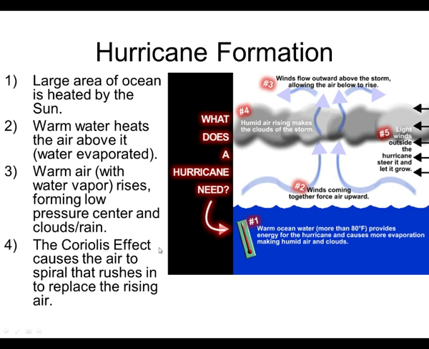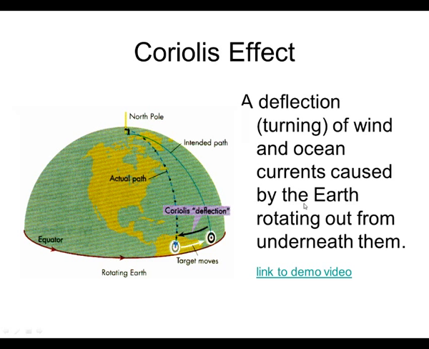So basically, the sun heats the water, heats the air above it and evaporates water into it, hot air rises, the air that rushes in to replace that rising air spirals because of the Coriolis effect, and it intensifies to form a tropical cyclone, a hurricane. So this spiraling idea, why does it spiral when it comes in? Why doesn't it just go straight in? That's because of the Coriolis effect.